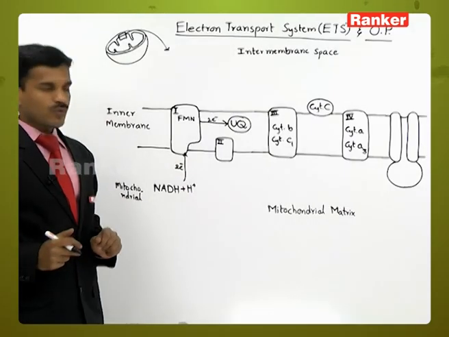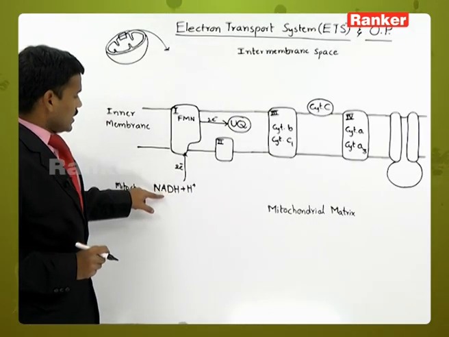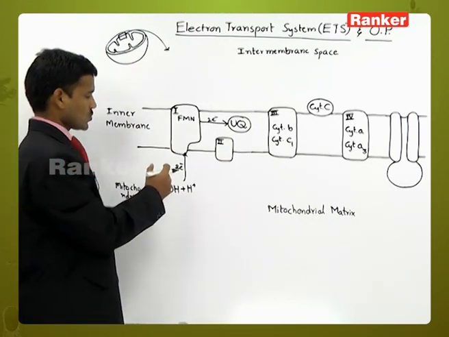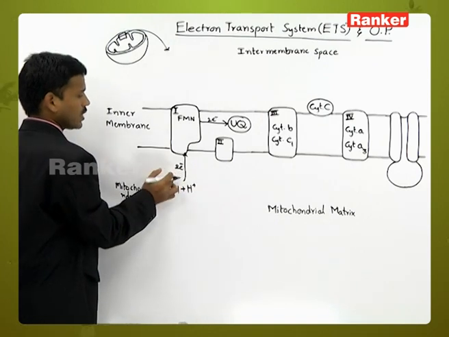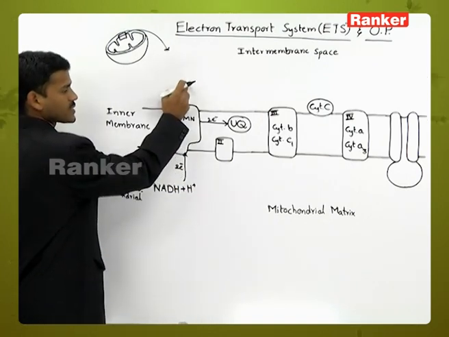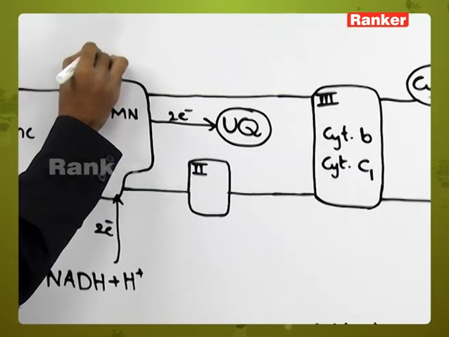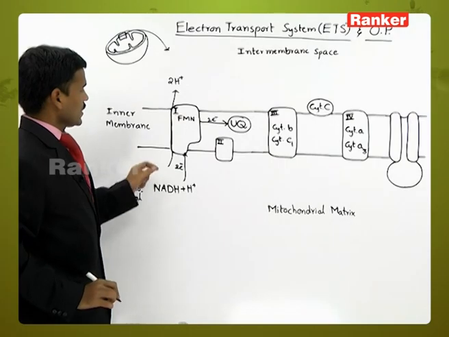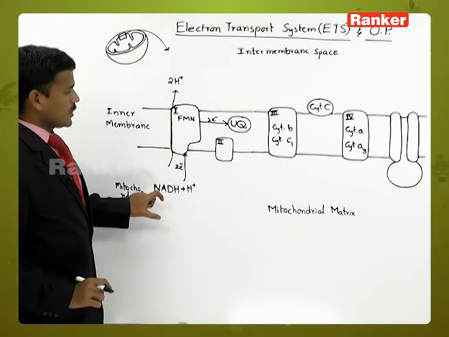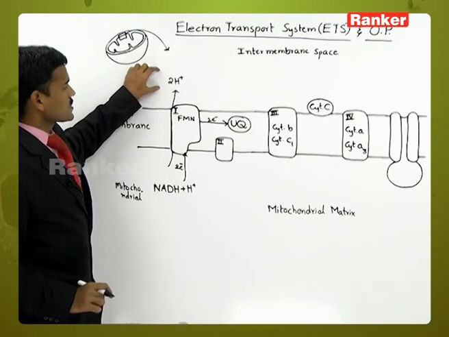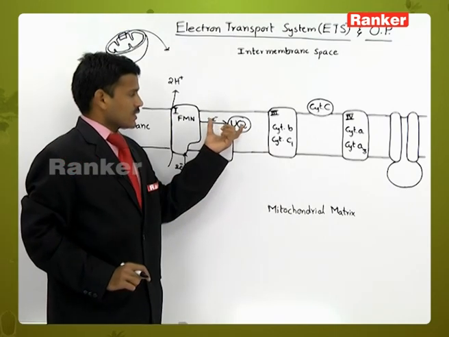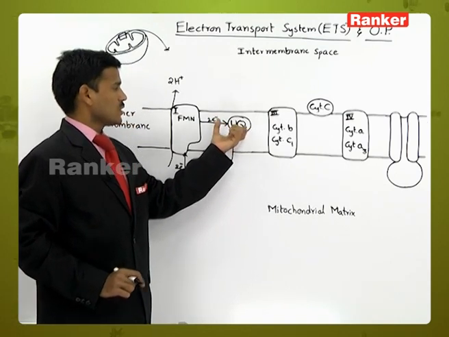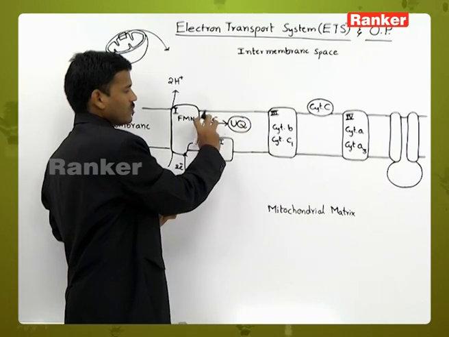When the electrons are moving from NADH2 to the first complex, the protons, the hydrogens, are also moving from the mitochondrial matrix to the intermembrane space, or outer space. Here 2 protons are moving from the mitochondrial matrix to the intermembrane space. Next, the electrons are received by ubiquinone. The ubiquinone can move from one place to another.